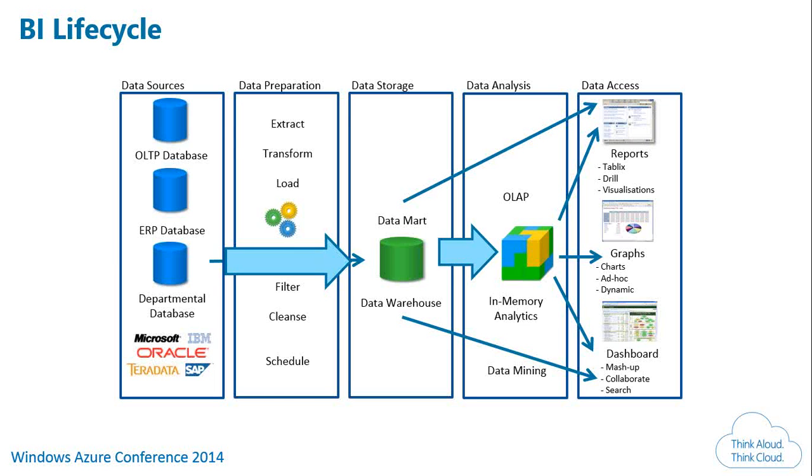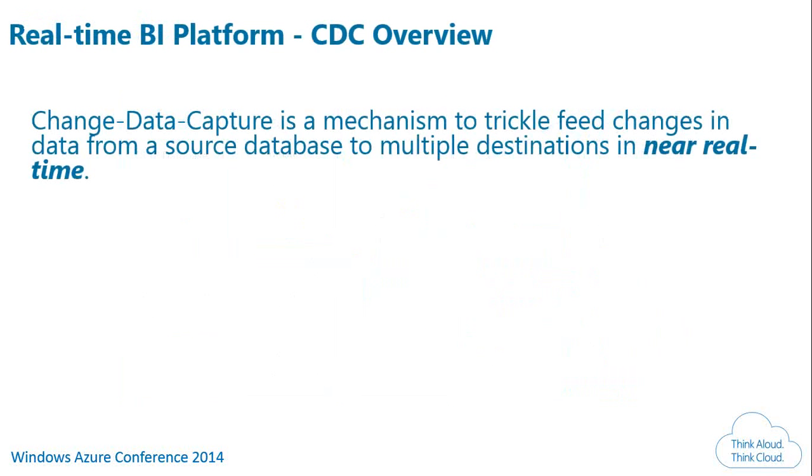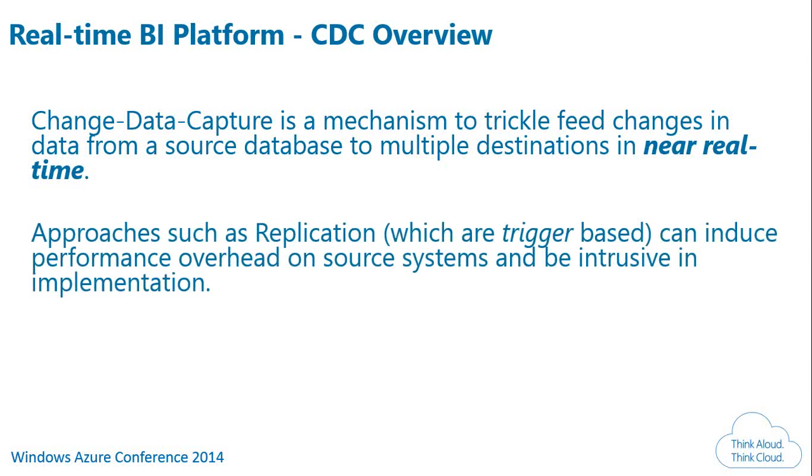What is the new method that we have? We've got CDC, or change data capture. It's a mechanism to trickle feed changes in data from a source database to multiple destinations in near real time. So how is CDC different from some of the trigger-based approaches we had before?